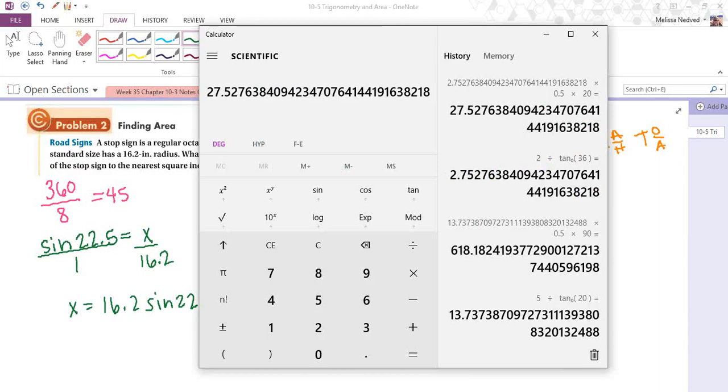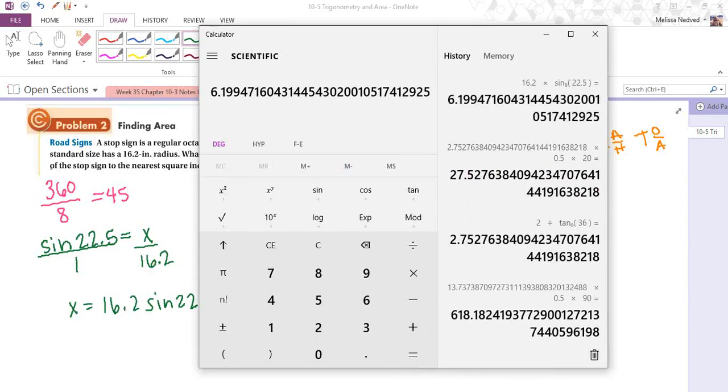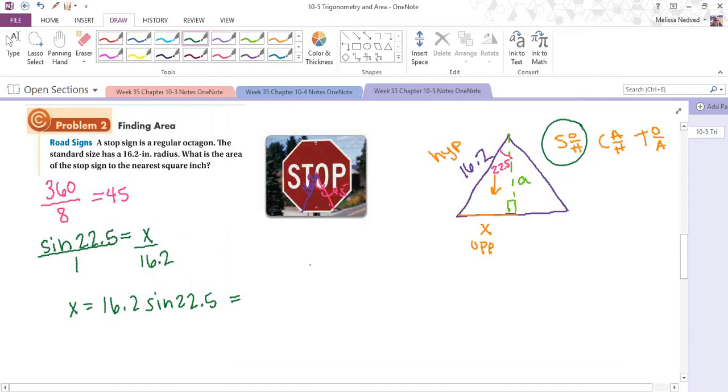And again, give me at least 3 decimal places here. So 16.2 times sine of 22.5 and enter. About 6.199. You can go more, but don't go less than 3 decimal places. So what did we just find? We just found that this length here, half of the way across the side, is 6.199 inches long.